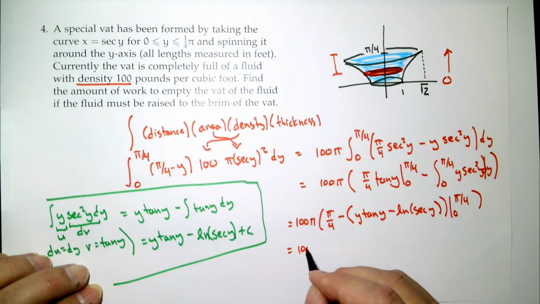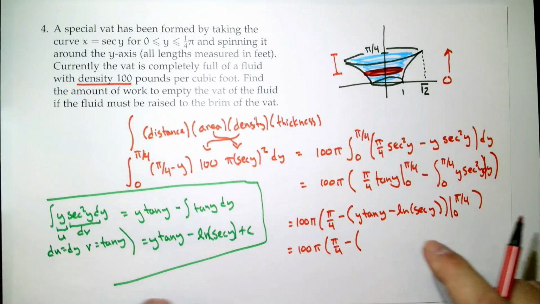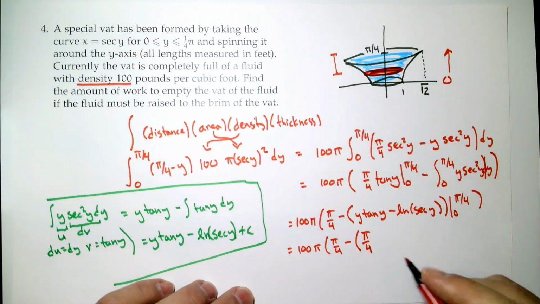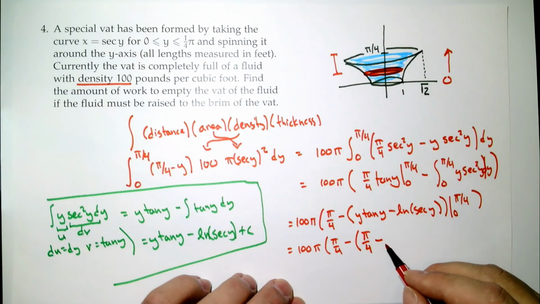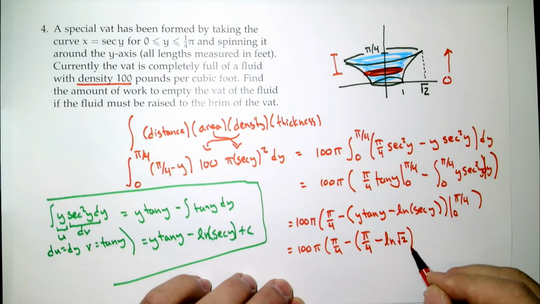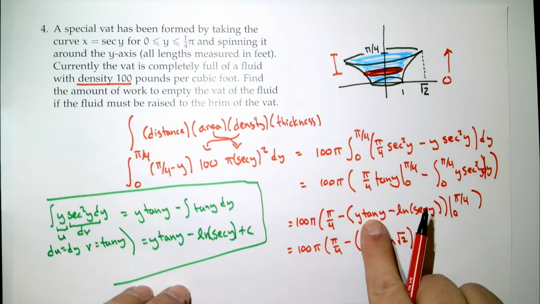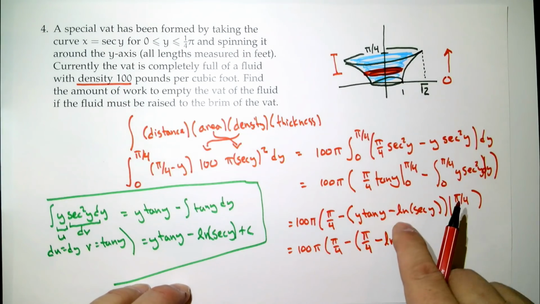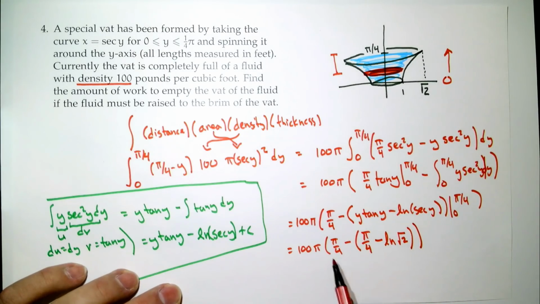So that's 100 pi times pi over 4 minus, plug in pi over 4. Well, pi over 4 times tangent of pi over 4 is pi over 4, minus log of secant of pi over 4. Well, we've already mentioned secant of pi over 4 is root 2. So minus log root 2. And then I'm going to subtract, plug in 0. But when I plug in 0, 0 times tangent of 0 is very zero-y. Secant of 0 is 1. Log of 1 is 0. And what do you see here? What happens to the pi over 4?